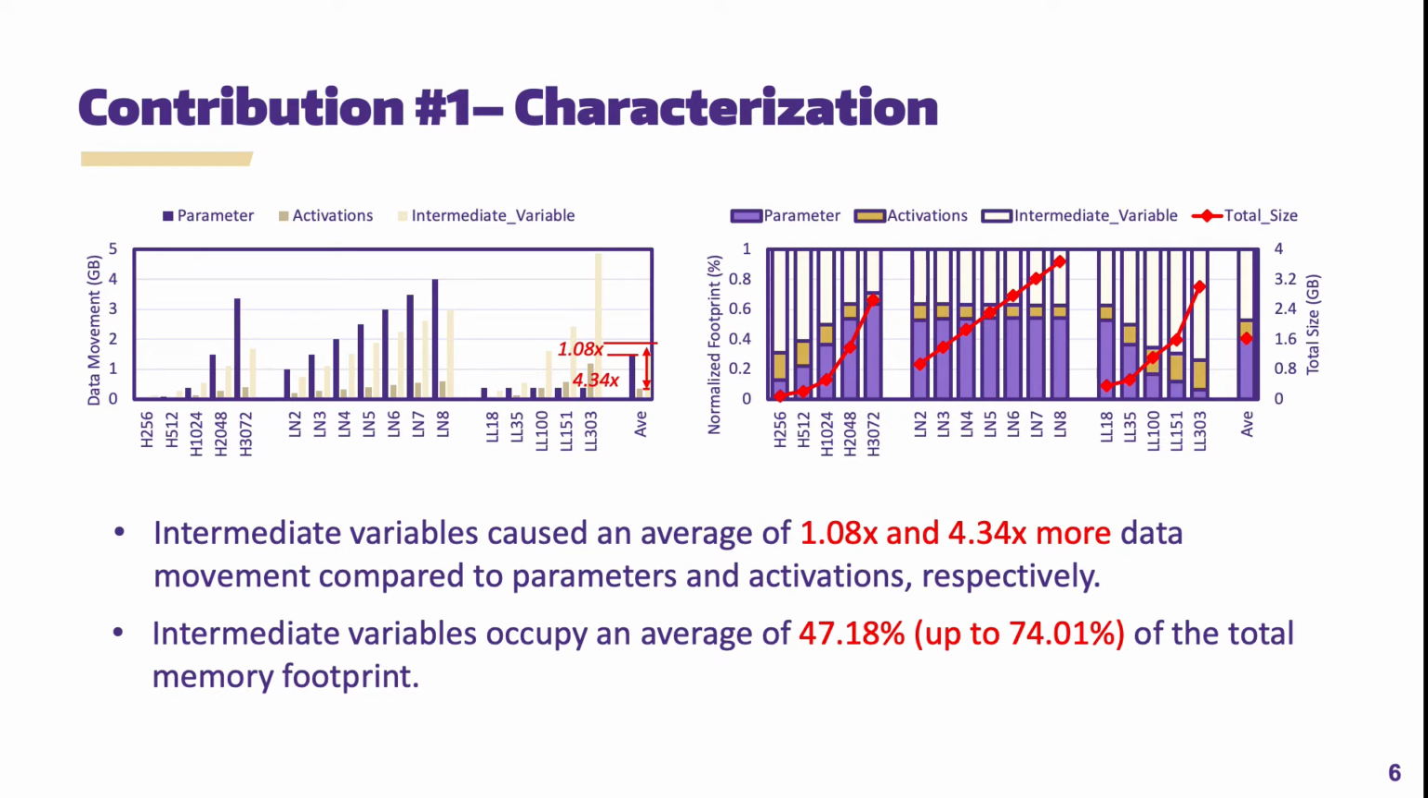To quantify the impact of the intermediate variables, we evaluate both the data movement and the memory footprint breakdown for different LSTM models. We observe that much more significant data movements are caused by the intermediate variables than by both the parameters and the activations. Also, we find that these intermediate variables take a major part of the total memory footprint. It's nearly half.